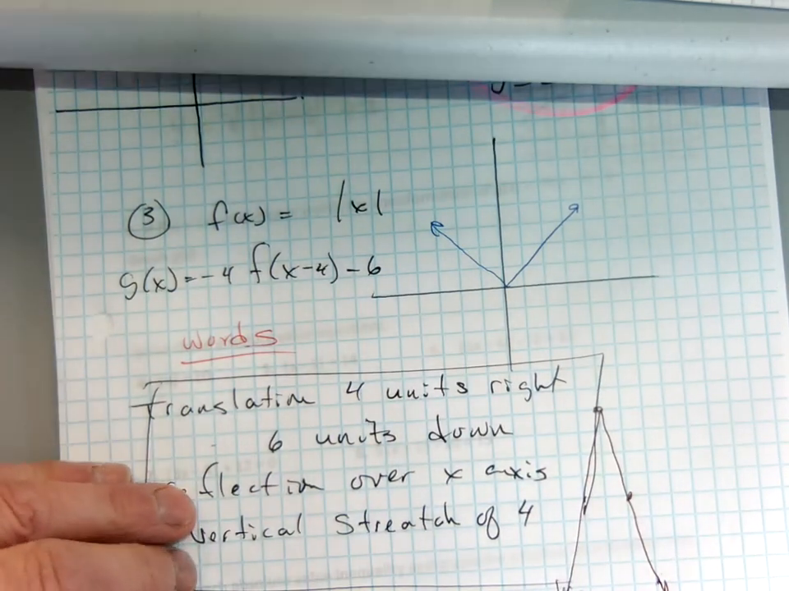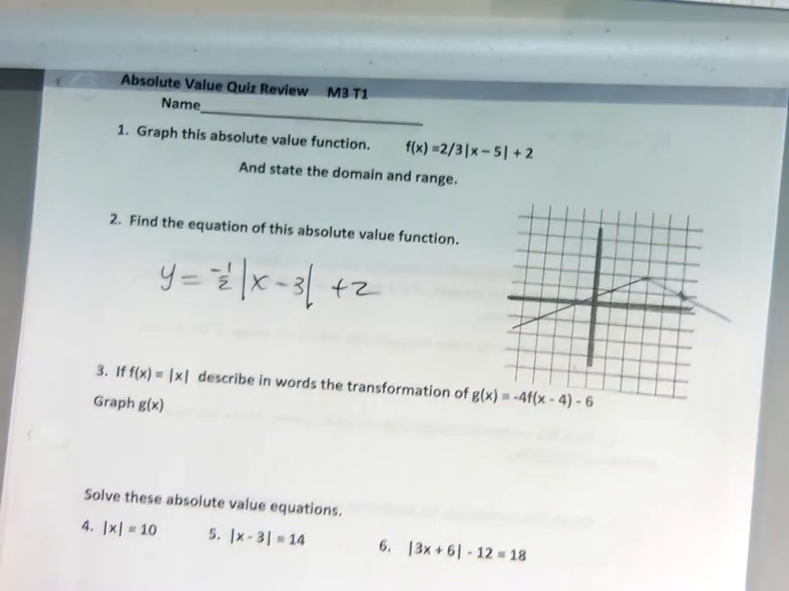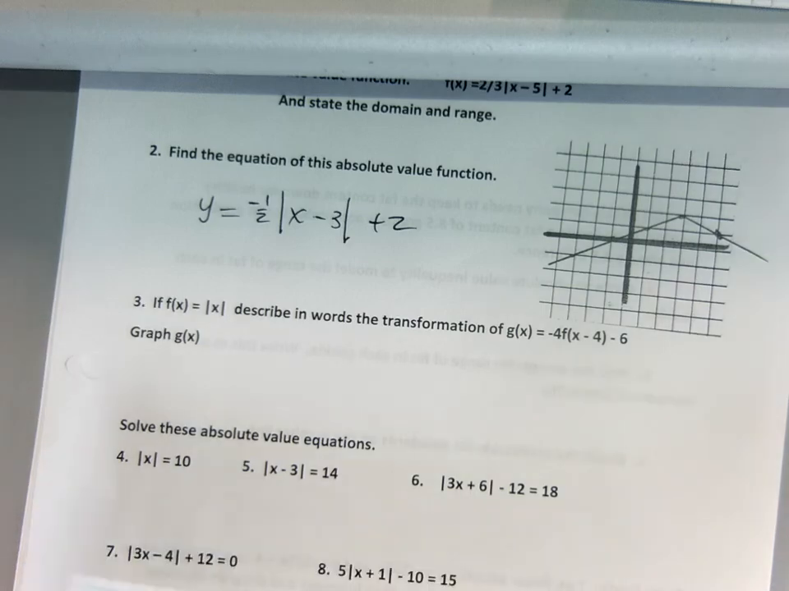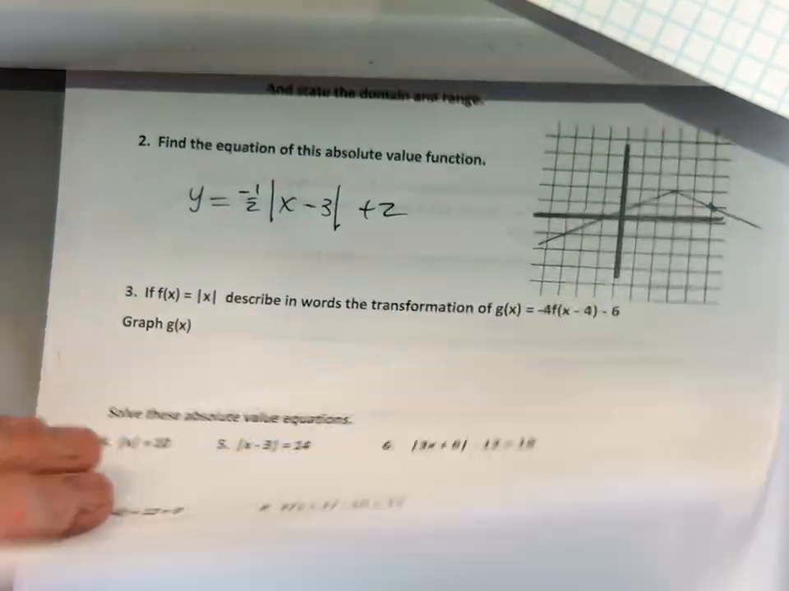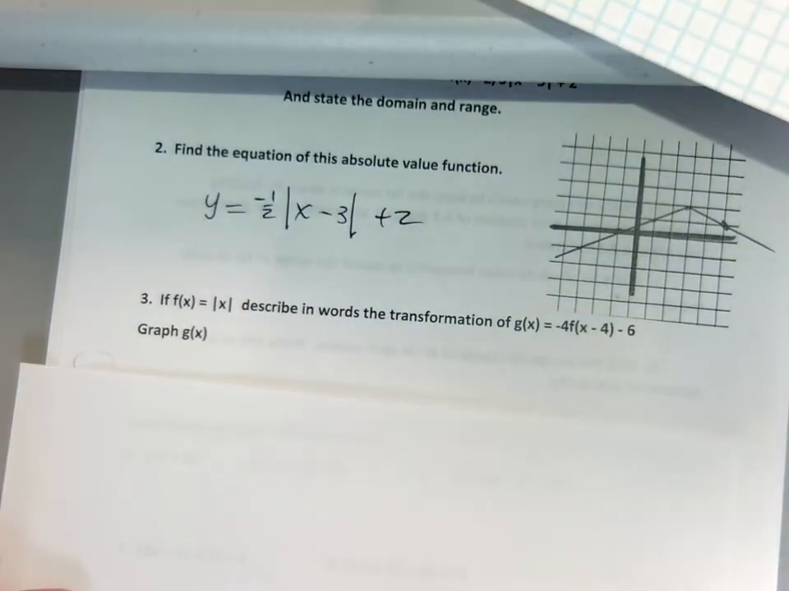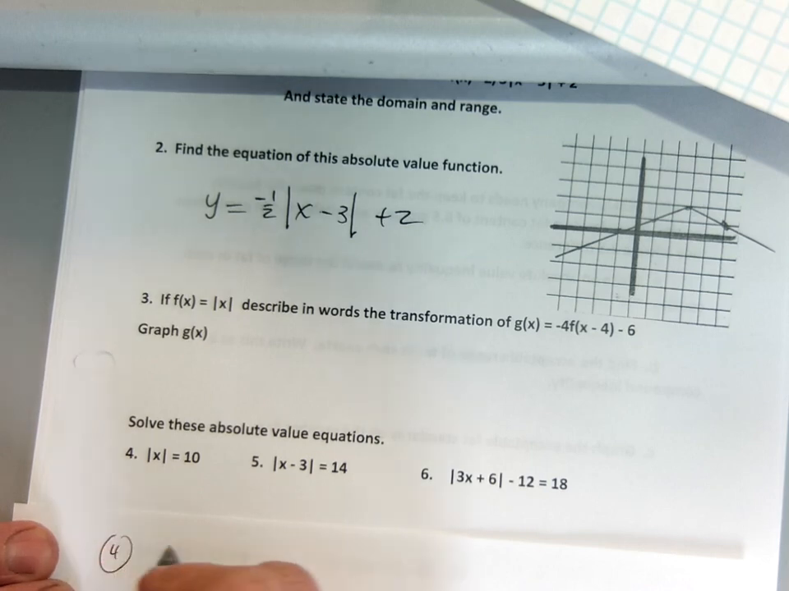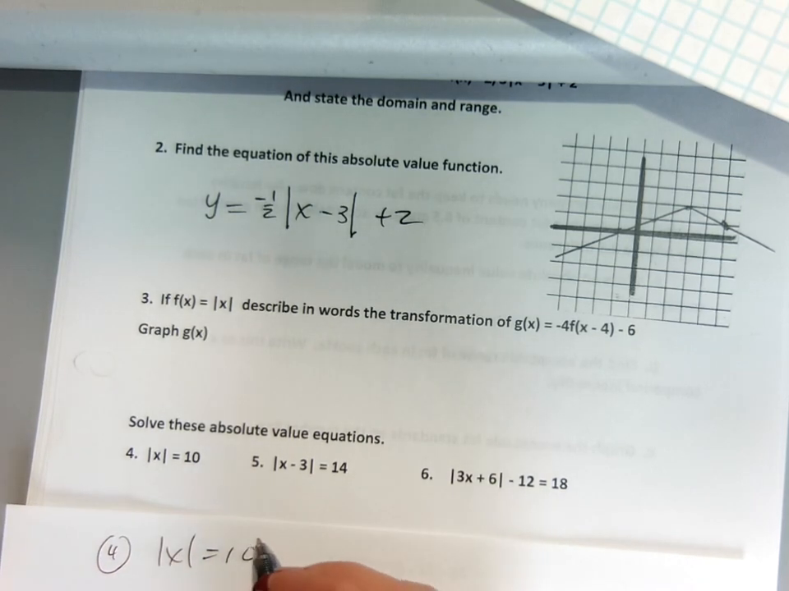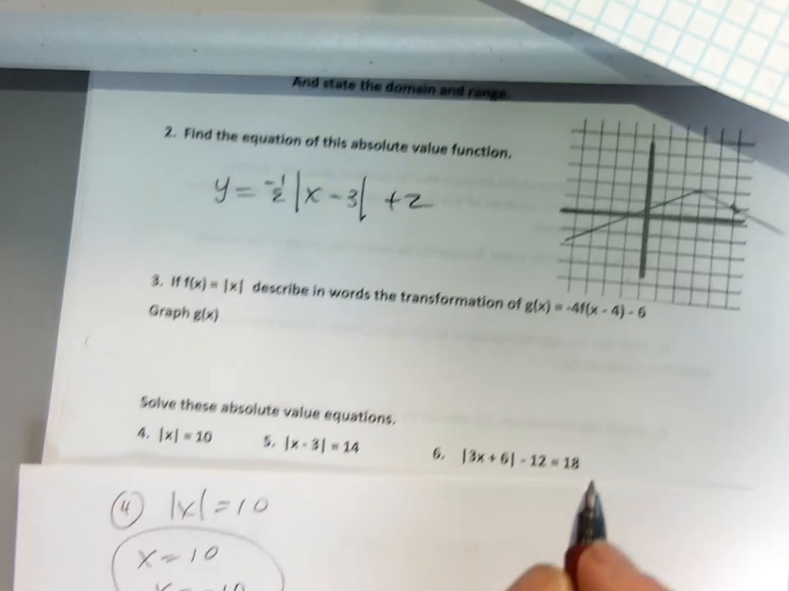Let's look at number 4. We're going to solve these absolute value equations, just solve. Number 4 is pretty easy. I'm going to do some of these on a separate sheet of paper, but 4 is really easy. I have absolute value of x equals 10. Remember, there are 2 answers, 2 equations: x equals 10 and x equals negative 10. That's it. Boom. Easy.